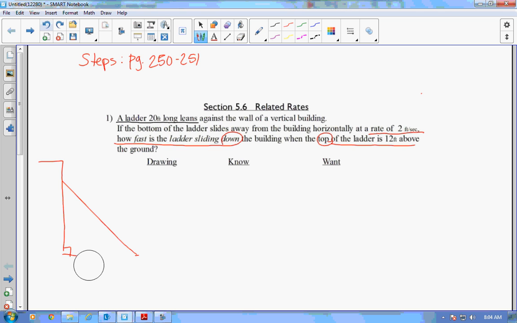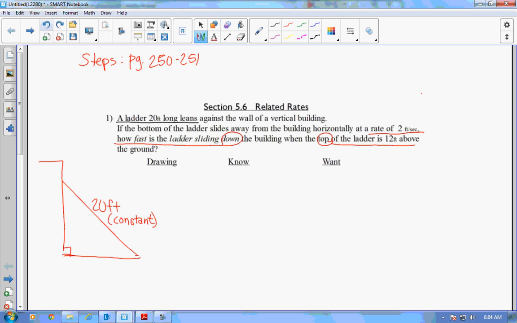Do we have any information we can plug into this? Is that a constant? Yeah, now this is something that apparently people forget, that the ladder, when it's sliding down, the ladder's length never changes. It's always 20 feet. So I would even write a note to myself that that is a constant.